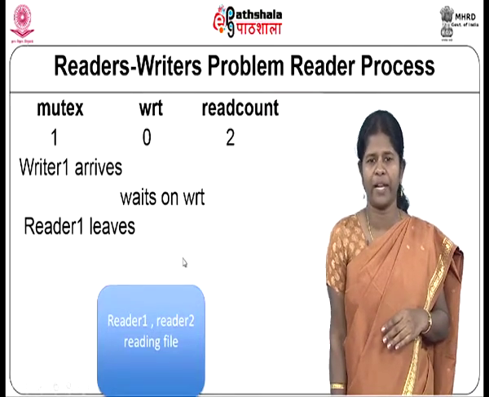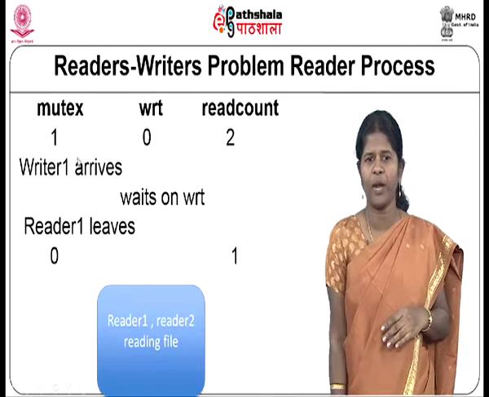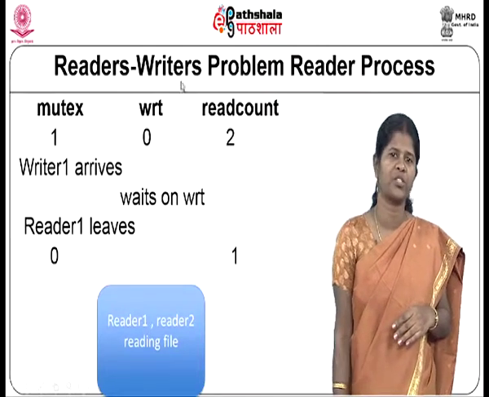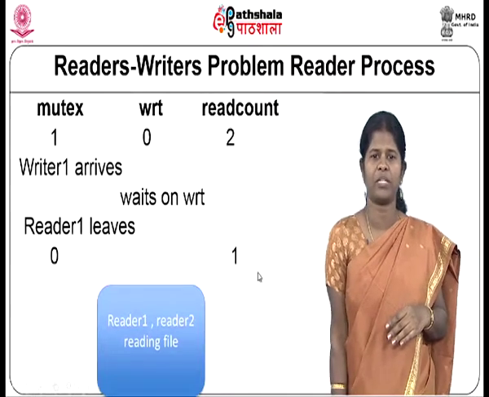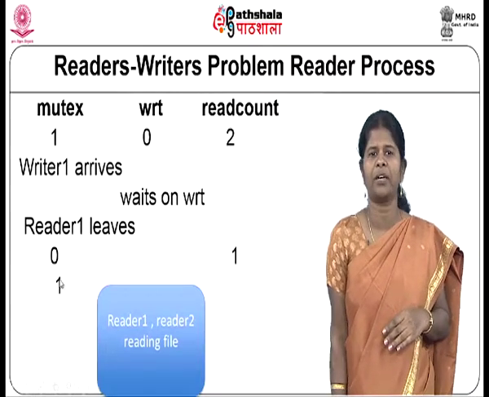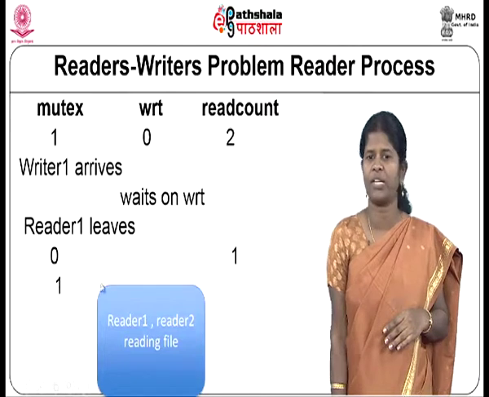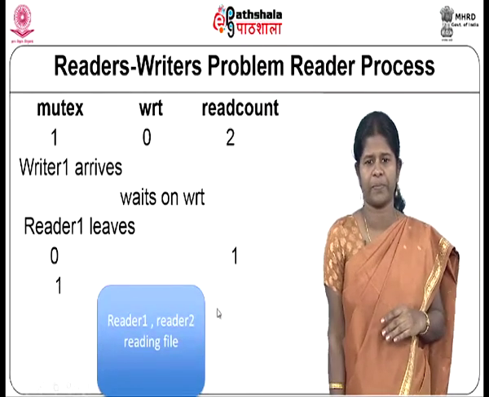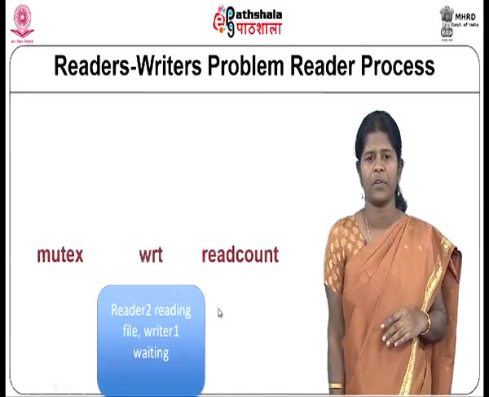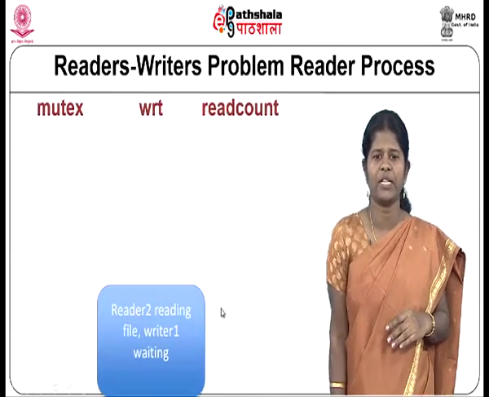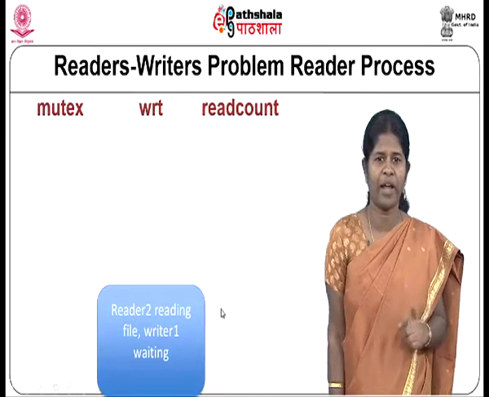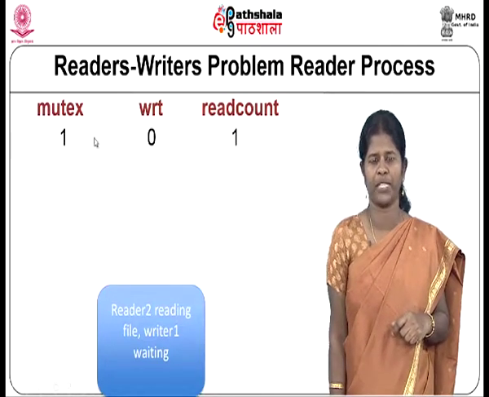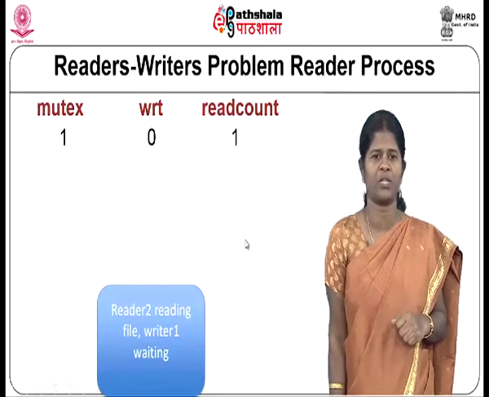Now, say reader 1 leaves. When reader 1 leaves, it will change the value of mutex equal to 0 because it has to decrement the read count and decrements the read count. After decrementing, it will change mutex to 1. It is not the last reader, read count is not equal to 0, so it just leaves. So, reader 2 is now reading the file, and there is one writer 1 who is still waiting, and the value of mutex is 1, WRT is 0, read count is 1.